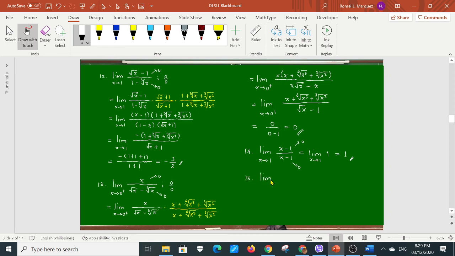Number 15. Limit of the absolute value of x over x as x approaches 0 from the right. What do you think?